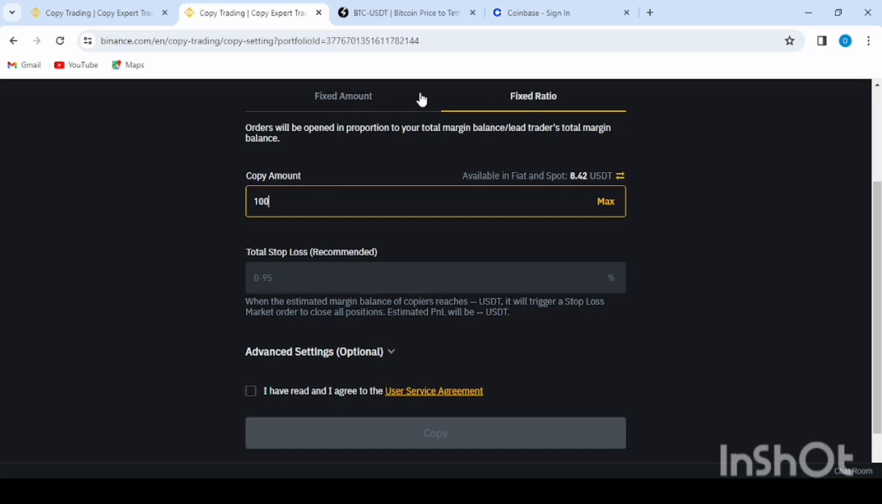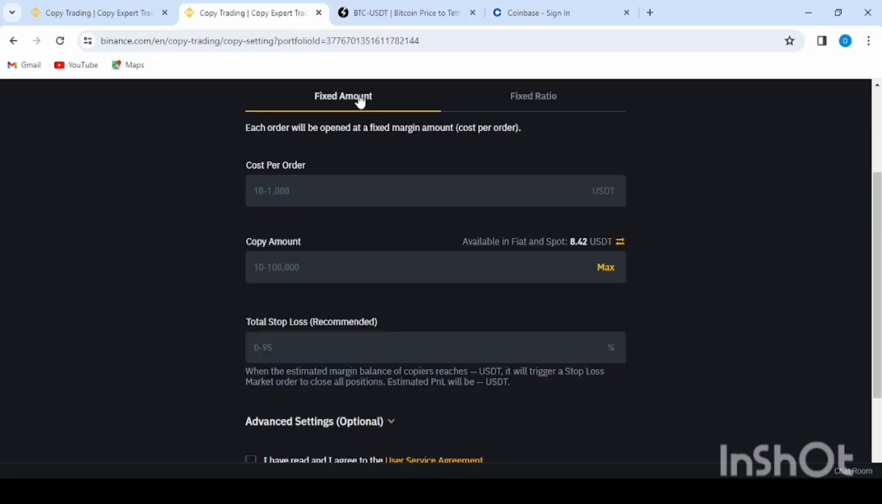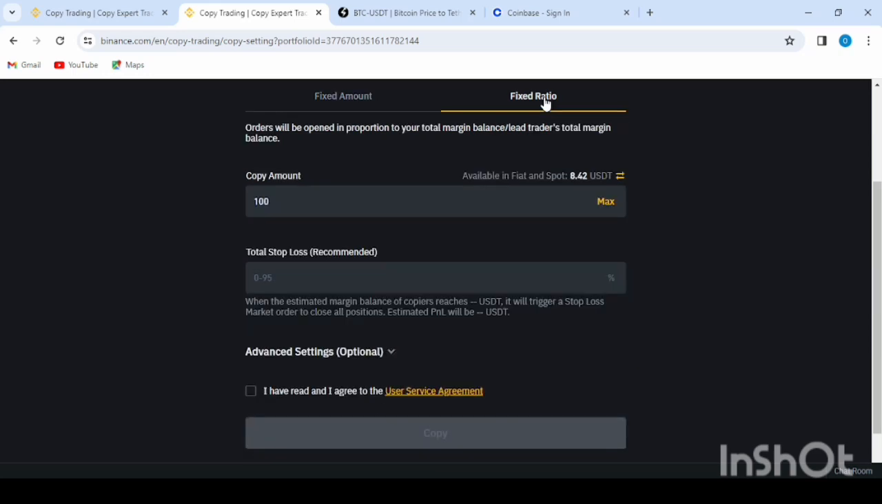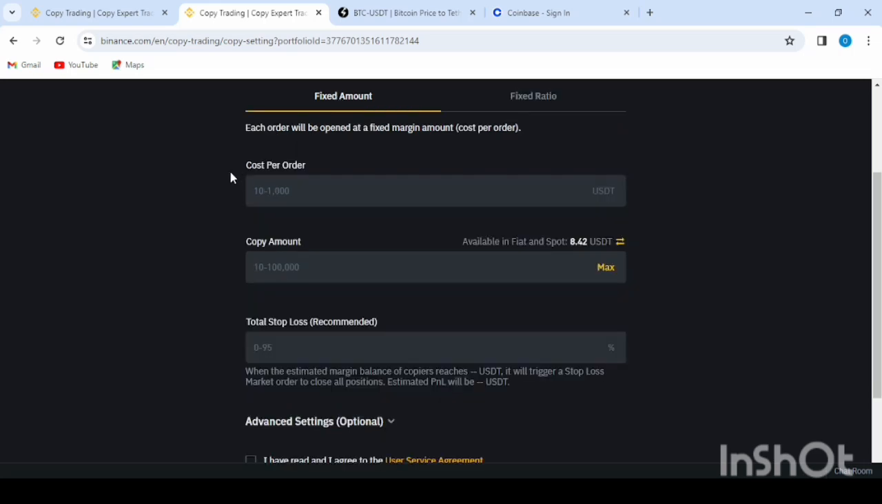There is fixed ratio and there is fixed amount. All right, so if you click on fixed ratio, it means that people in fixed ratio will have to enter a specified amount that is agreed by the person you are copying, but fixed amount is from 10. All right, so you can start copying with your 10 USDT. All right, so let me say I'm copying this trade with 10 USD, and then copy amount, I'll still enter the same thing as 10 USD.